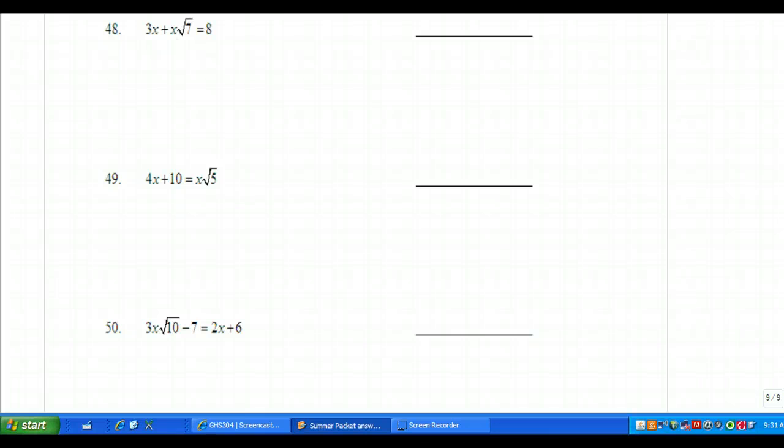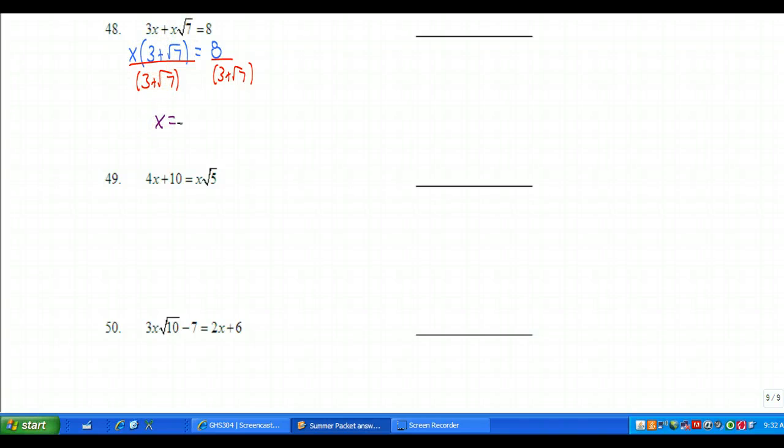So instead, what we're going to do is look at the left side and factor it. We're going to factor the common term of x out of both of them, which would leave us with this. Now the good thing about this is the x is by itself. Now I only see x in one place. So what we'll do next then is divide both sides by 3 plus the square root of 7. And by doing that, on the left-hand side then, we're just left with x. On the right-hand side, we have 8 over 3 plus the square root of 7.